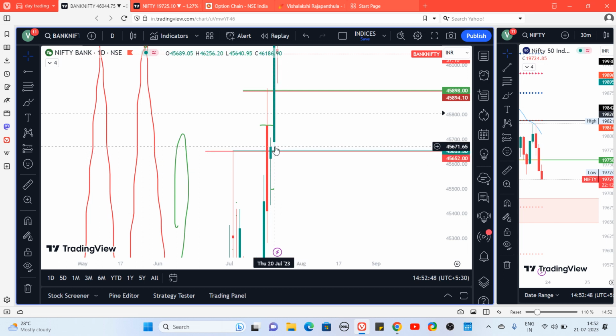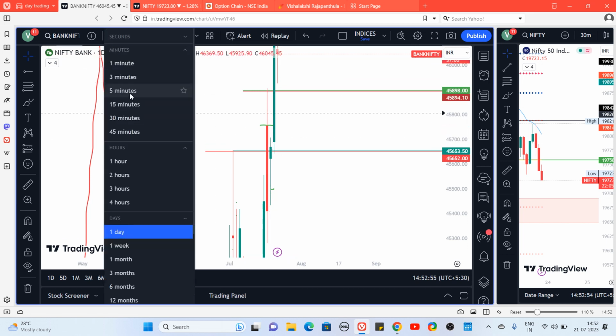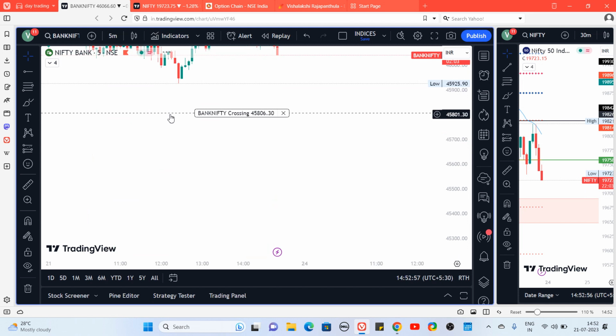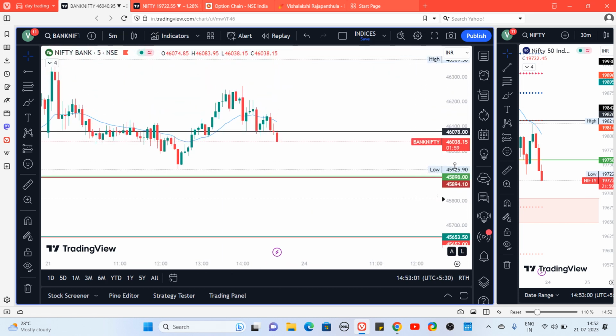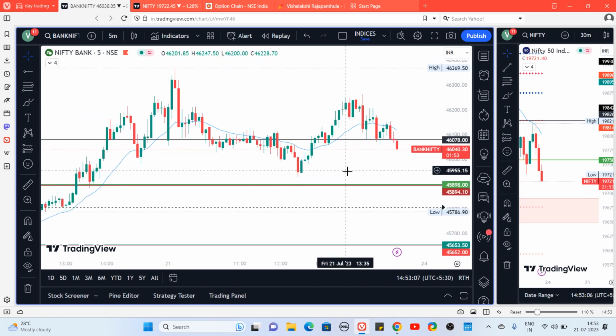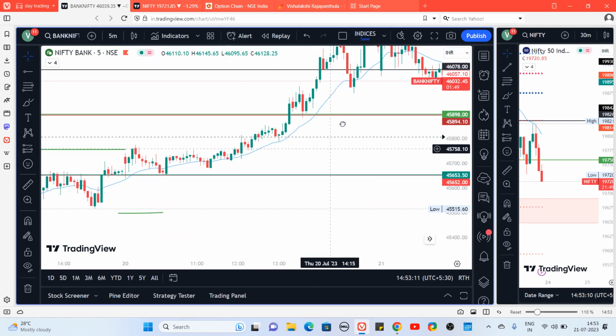Let's go to 20th July 2023 charts in 5 minutes, because as we are day traders, most of the traders ask me what is the time frame I am trading. The time frame of any day trader most probably is the 5 minutes. So let's go to the 20th July. Okay, this is the chart. This is the chart of the 20th July.